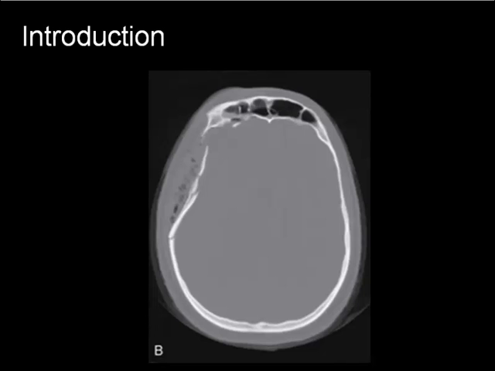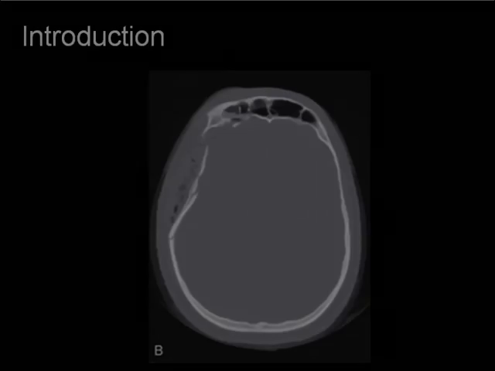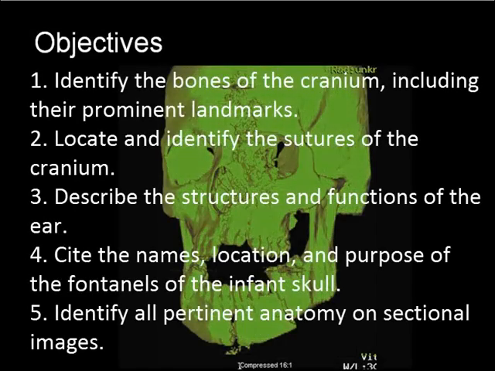The key is to have a persistent, organized, and systematic approach that will help benefit your mastery of sectional anatomy, the way that you approach each image that works for you to help identify your location and the anatomy contained within that particular slice. The objectives for this media module are 1.